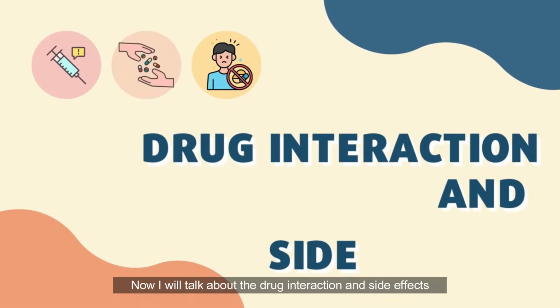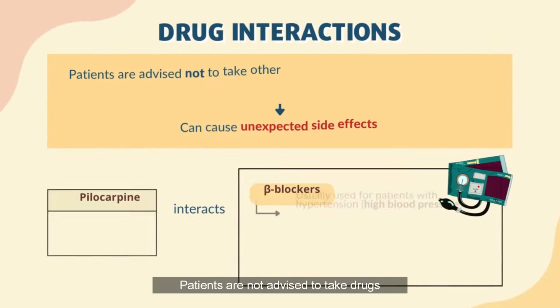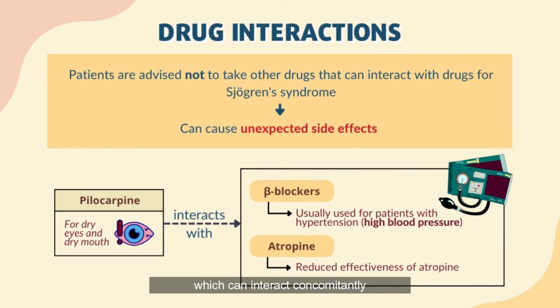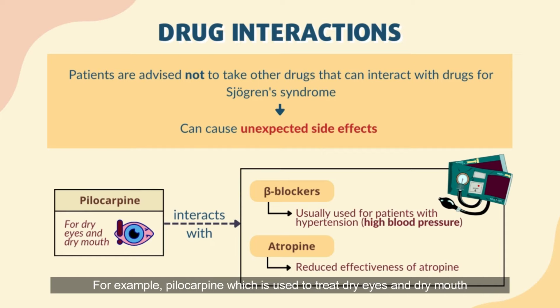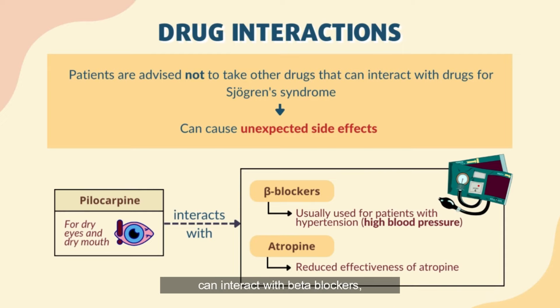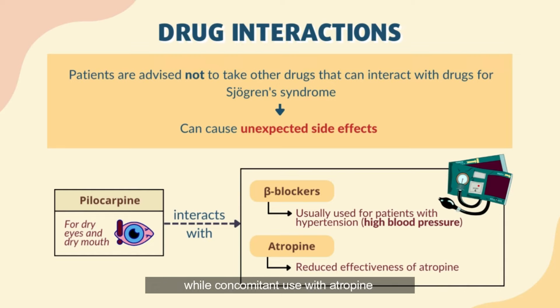Now, I will talk about the drug interaction and side effects of the drugs used to treat Sjogren's syndrome. Patients are not advised to take drugs which can interact concomitantly, as this can cause unexpected side effects. For example, pilocarpine, which is used to treat dry eyes and dry mouth, can interact with beta blocker, a hypertensive drug, and reduce the conduction activity at the heart, while concomitant use with atropine will reduce the effectiveness.